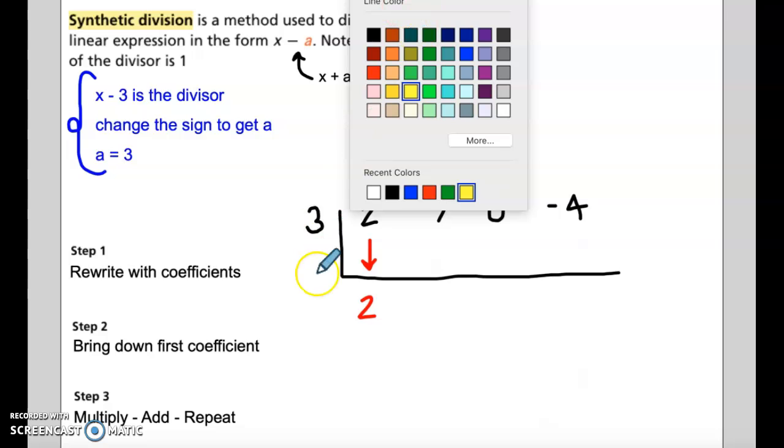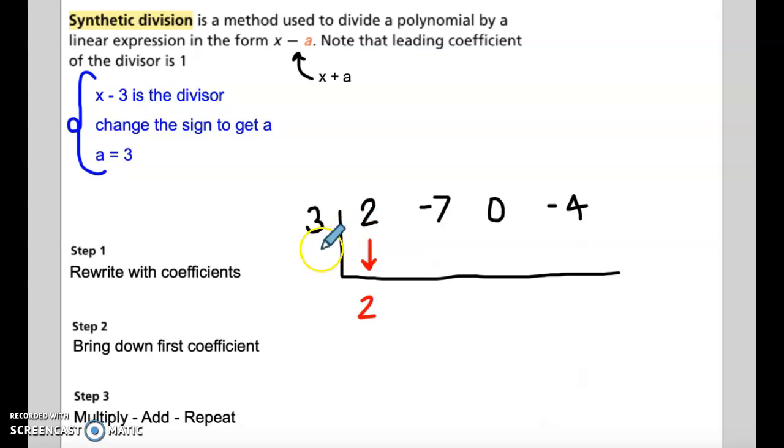Okay, so I'm going to take 3, the a value up front, and multiply it by 2, this number that I just brought down. 3 times 2, and whatever I get, I'm going to write it up here. 3 times 2 is 6. Once I have a number after I multiply, then I'm going to add straight down. So negative 7 plus 6, negative 1. And then we start it all over. Then I'm going to do 3 times negative 1, write it up here, that's negative 3.